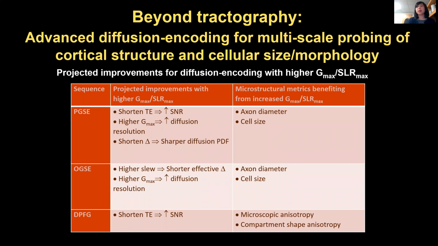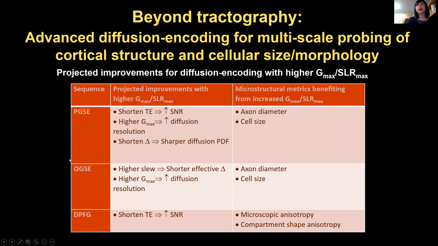So beyond the hardware, and moving beyond tractography from our original Connectome project, we are also implementing a variety of advanced diffusion encoding experiments for probing tissue structure at multiple scales in the cortex, specifically looking at the gray matter, looking at measures of cellular size and morphology. So we're moving beyond our standard canonical Stejskal-Tanner encoding with the pulsed gradient spin echo experiment, which we know will benefit from these high gradient strengths for measures of, say, compartment size in axons and cells.